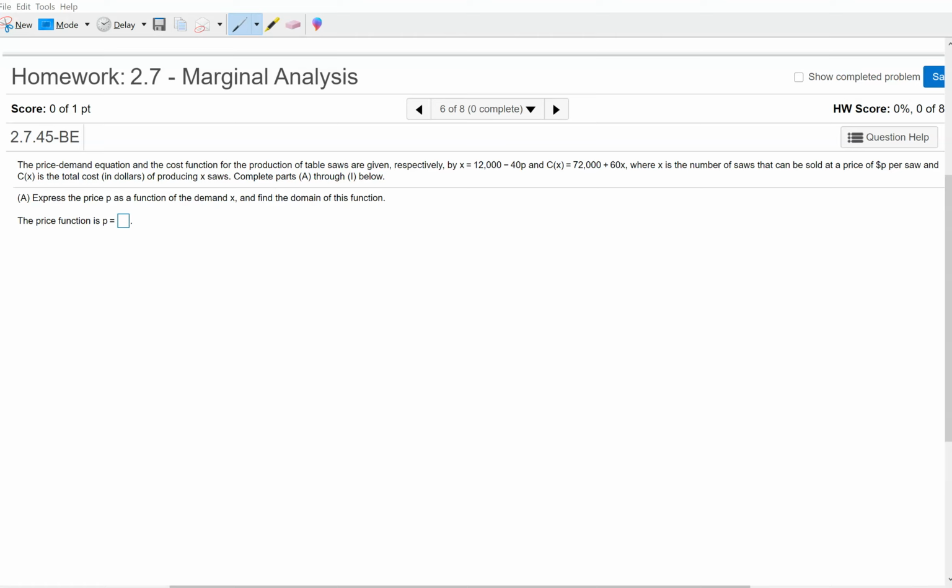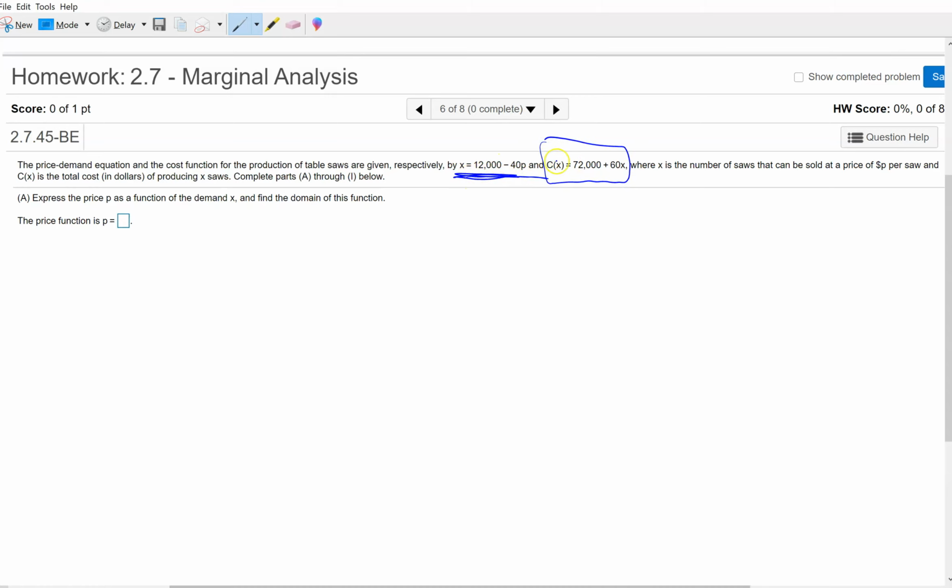In this video, we're going to work through all the parts on question number 6 from the 2.7 MyLab Math homework on marginal analysis. So in question 6, we're given a price-demand equation and we're given a cost function. So we have our price-demand equation right here, and our cost function.